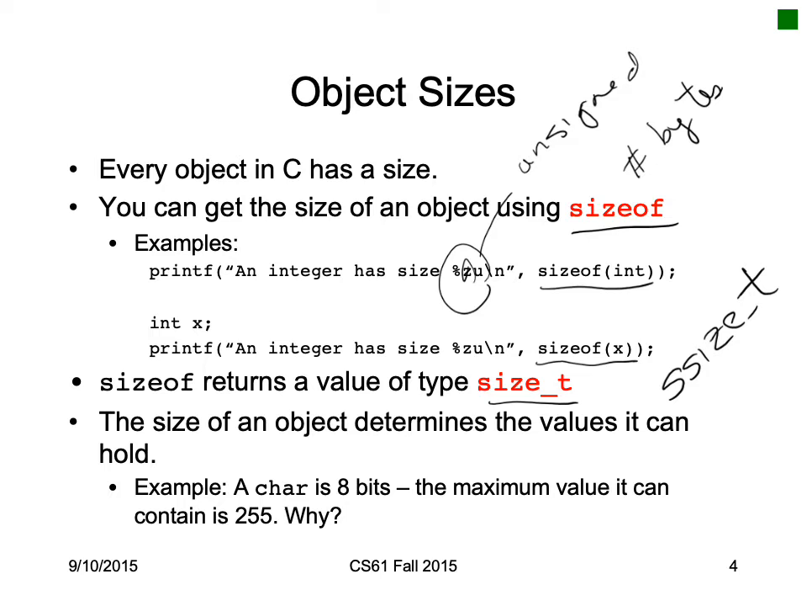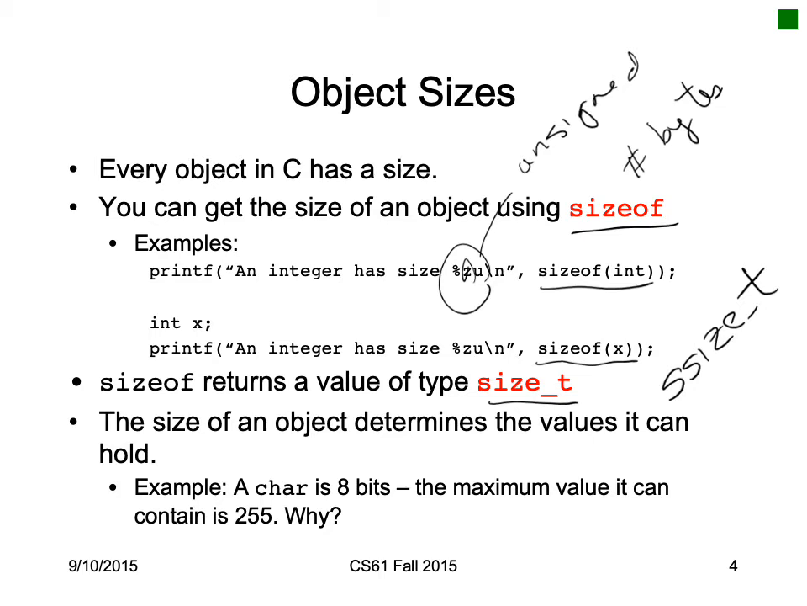Well, the u means unsigned, and the z means that the type of the value I'm printing out is actually a type called a size_t. So sizeof returns an unsigned value called a size_t. And what it's going to tell you when you ask about the size is the number of bytes. Okay? And now the size of the object is actually going to determine the values that it can store.